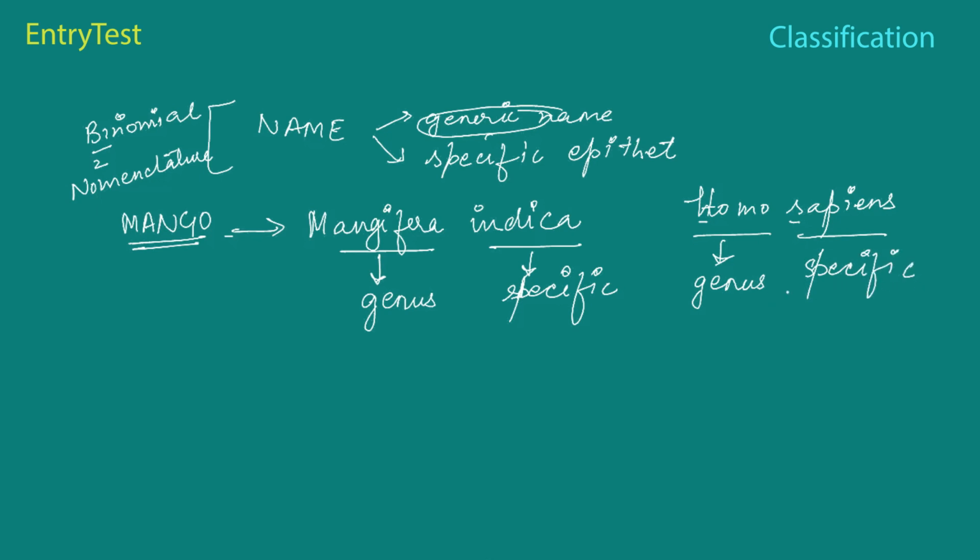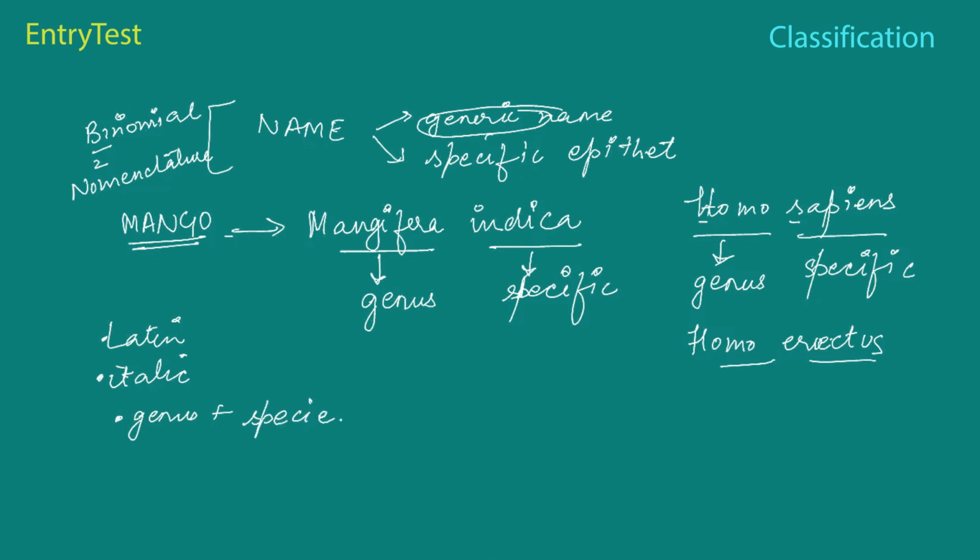So very close relatives of human beings, for example, Homo erectus, belonged to the same genus, but the species was different, so it was called Homo erectus. Now, a few things you need to know: most of these are in Latin. They are written in italics. Either they're Latinized or they're derived from Latin. It does not depend how they originated. The first word refers to the genus, and the second component refers to the species or the specific epithet.